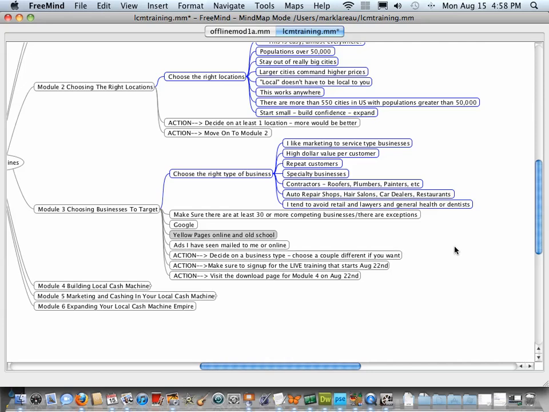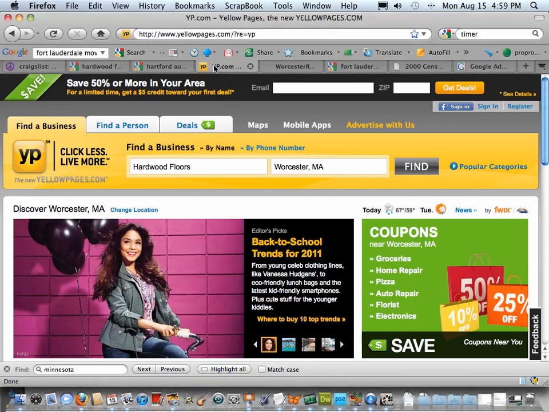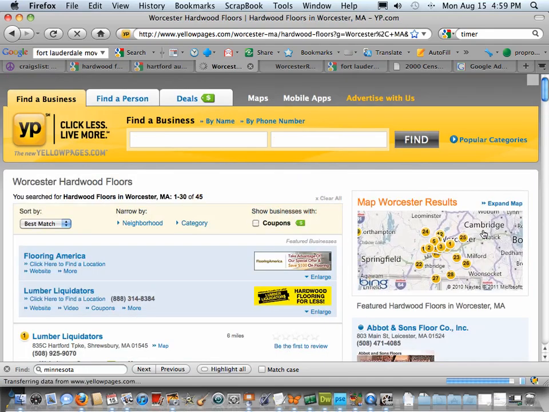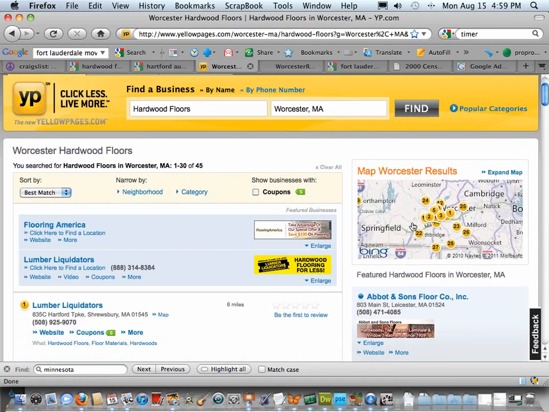Okay, so let's talk a little bit more about choosing these businesses and where we can choose them. What we want to be looking for is businesses that have at least 30 or more competing businesses. And the way that we do that, like I was talking earlier, let's look at hardwood floors in Worcester. So we're going to start looking at hardwood floors.